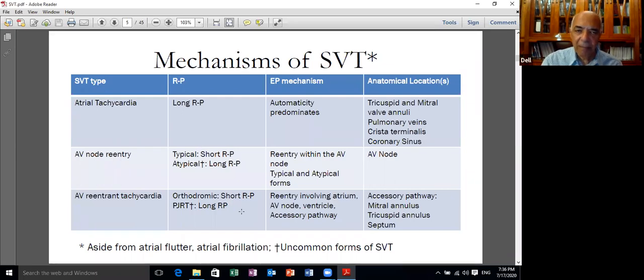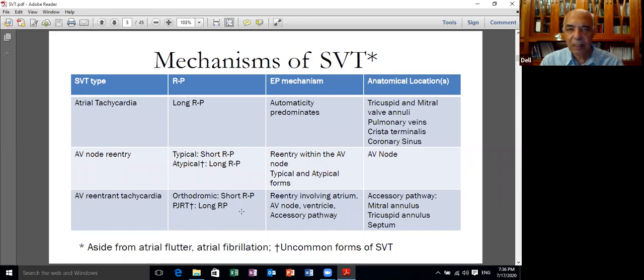Now this is very important, because this is one of the most common supraventricular tachycardias. As a matter of fact, of the 3 important types of supraventricular tachycardia, atrial tachycardia accounts for almost 10% of supraventricular tachycardia, AV node reentry tachycardia accounts for 60%, and the remaining 30% is AV reentry tachycardia. Atrial tachycardia usually has a long RP, and I will explain that shortly.